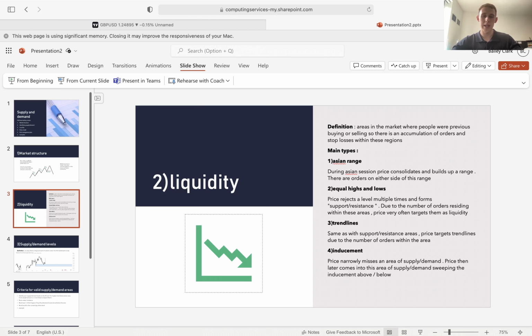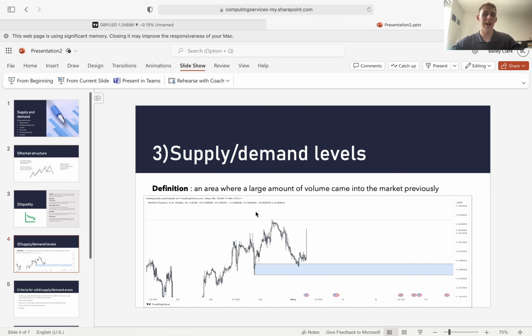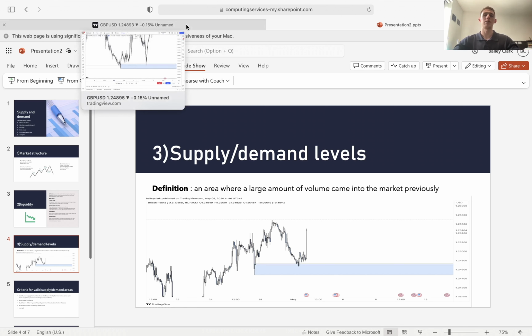So going over to step 3, we have how I actually identify these supply/demand levels. So as a basic definition, an area of supply or demand is an area where a large amount of volume came into the market previously. And the theory is that because a large amount of volume came into the market previously from this level, when price returns to this level, we will also see an equal or slightly less voluminous reaction from that zone.